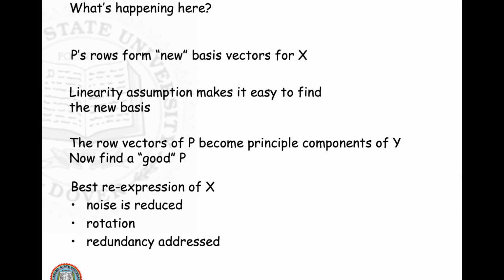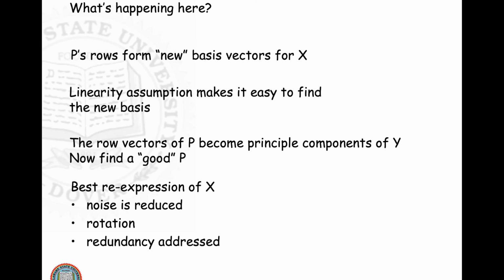So what's happening here? The rows of P form a new set of basis vectors for our existing data X. And at the outset, we said PCA assumes linearity, right? This linearity makes it easy to find the new basis function. This new basis function is a linear combination of the bases in our original X space representation. The row vectors of P will become the principal components then of our new representation Y, and the PCA problem is now to set out to find exactly what a good linear transformation P is.